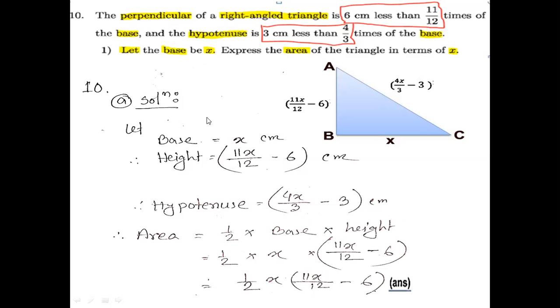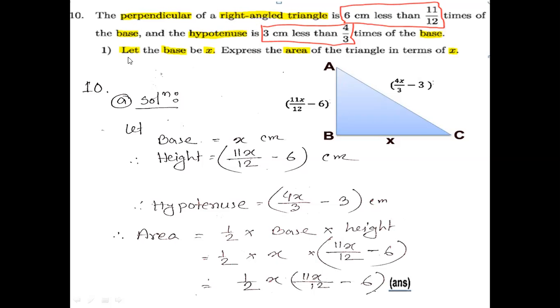Then we can say, let us assume that x is our base, then height will be, what is given here, 6 centimeter less, so 11 by 2 times, that means 11 by 2 x minus 6, that is our height. And our hypotenuse will be 4 by 3 x minus 3. Then this is the hypotenuse, this is the height, and this is our base.